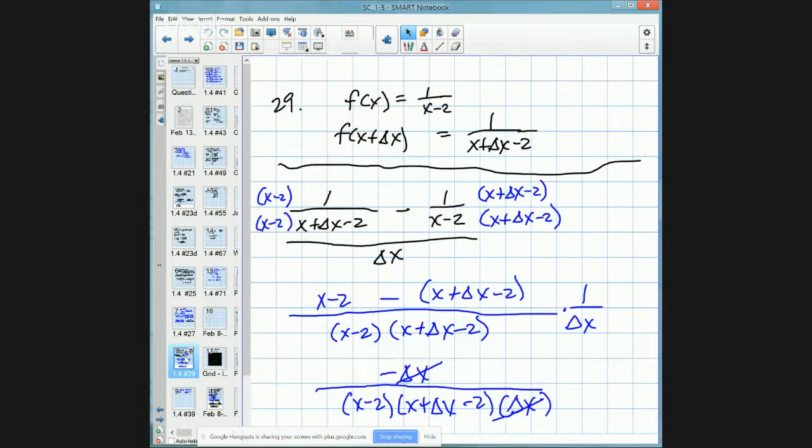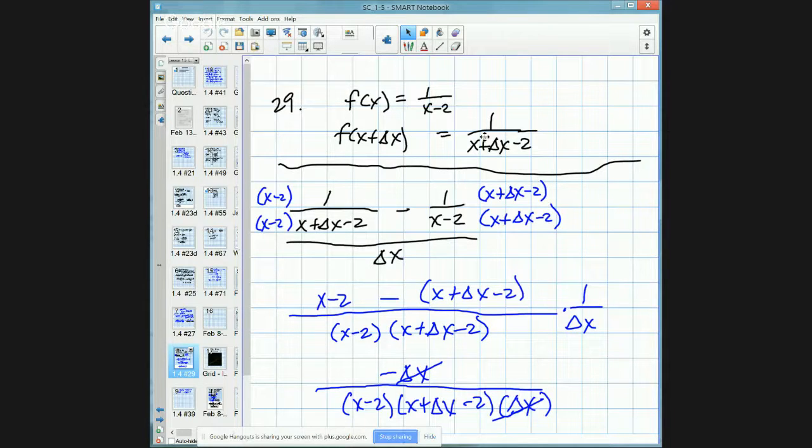So here's 29. Number 29 from 1.4, the directions were: evaluate the difference quotient and simplify. They gave us the function 1 over x minus 2. I don't have the room to write the difference quotient out, but you know what I'm looking for.